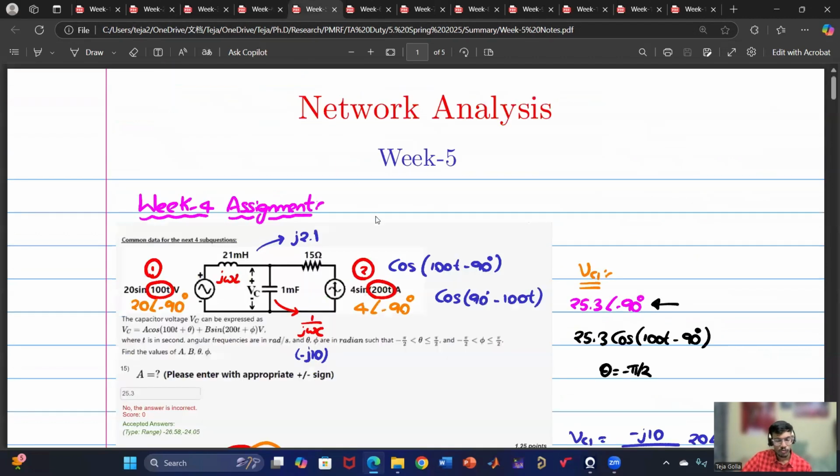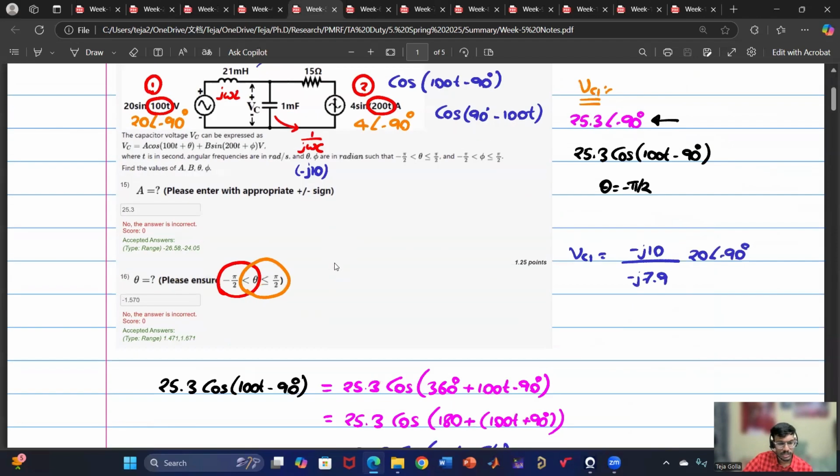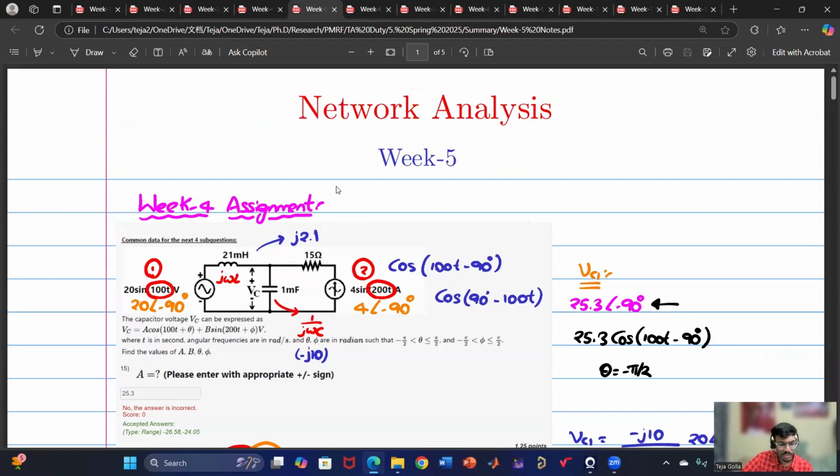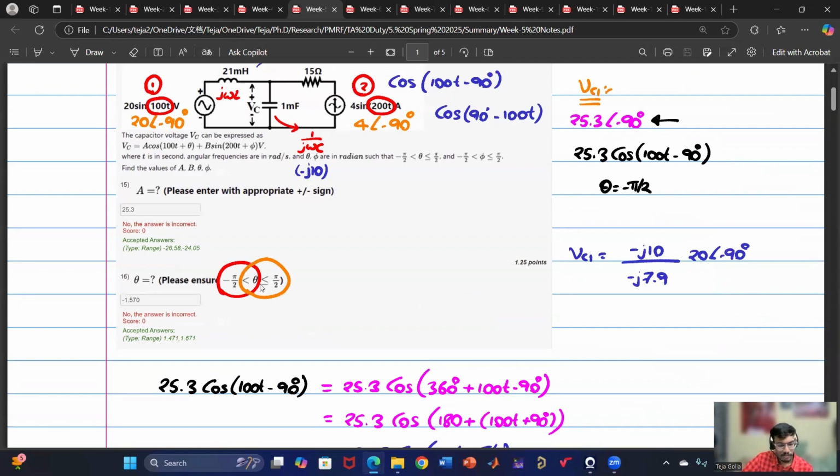So coming to week 5, it was about self and mutual inductance of a coil. There was some doubt in the week 4 assignment. And again, if you see, it is just the same as what we have discussed just now. But here, they have mentioned a theta range.